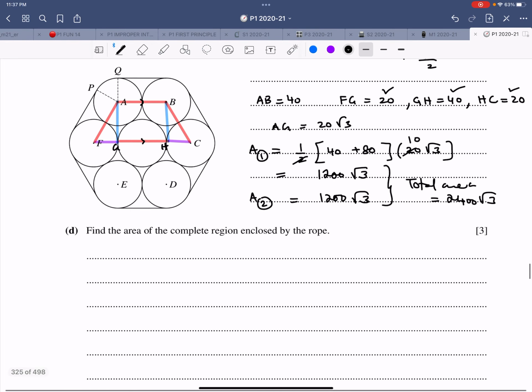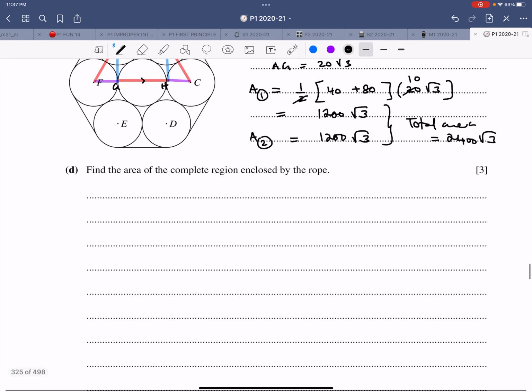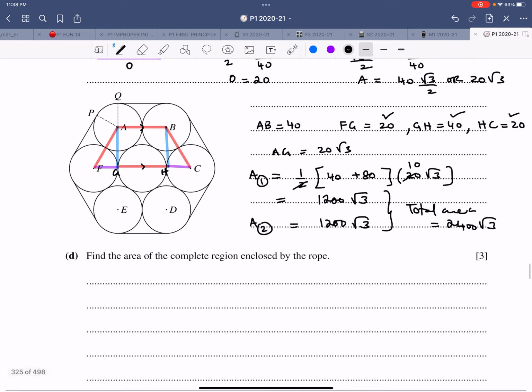Now, once this is done, find the area of the complete region enclosed by the rope. So now this trapezium is drawn. Let me complete the trapezium first. That is like this, and like this, and like this. This trapezium is all done. What else do I need? Now I need this sector, I need this sector, I need this thing. There are 6 of them. And I need these green rectangles like this one, and this one. So I need 6 rectangles and 6 sectors, and that would serve the purpose.